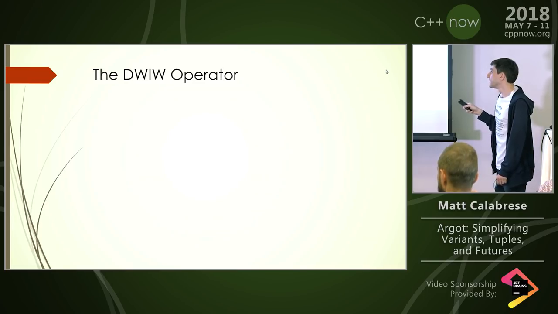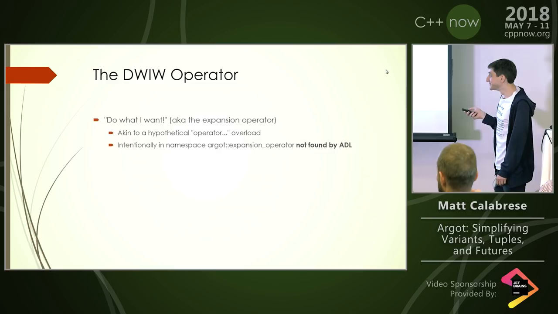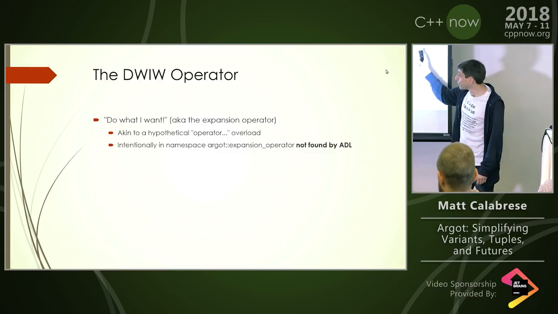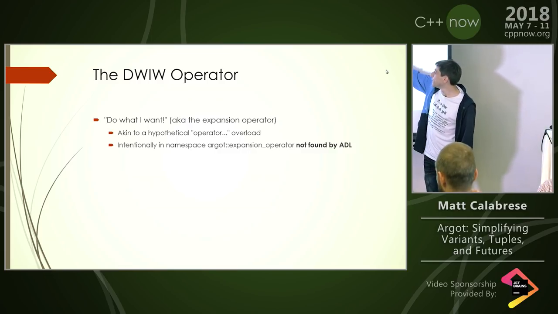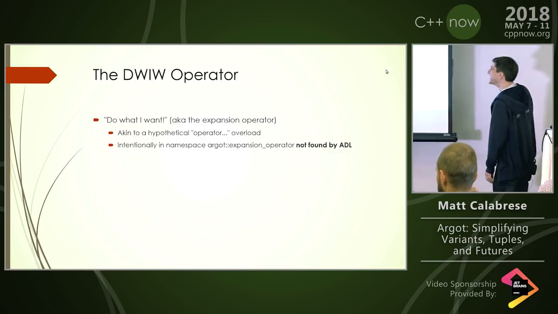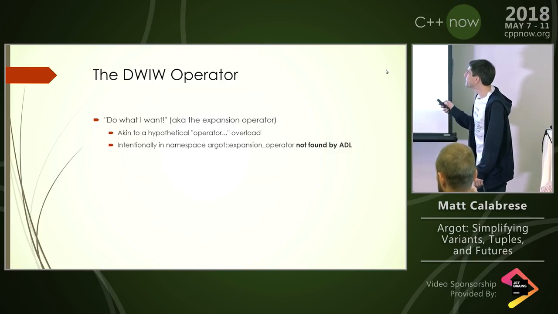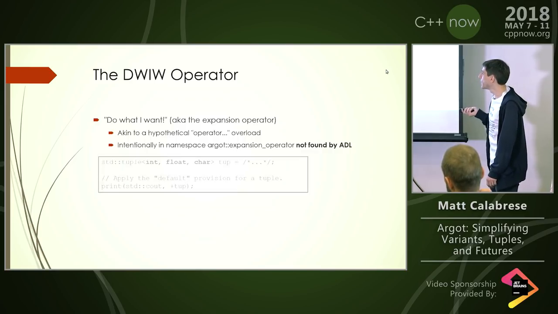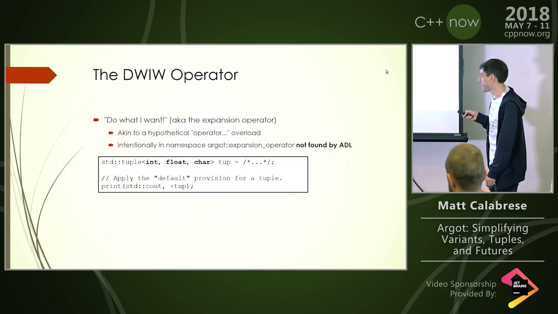So I've introduced what I call the DWIW operator. Does anybody know what that acronym stands for? Do what I want. Do what I want, that's right. So the do what I want operator, AKA the expansion operator, is an operator that I've overloaded in a nested namespace because it's sort of a dubious overload, and I'm not fond of that. So you have to opt in if you want to use it. And the operator that I overloaded was unary plus.